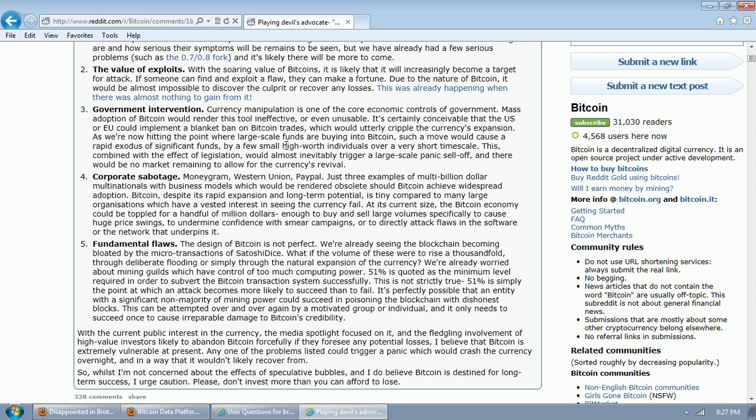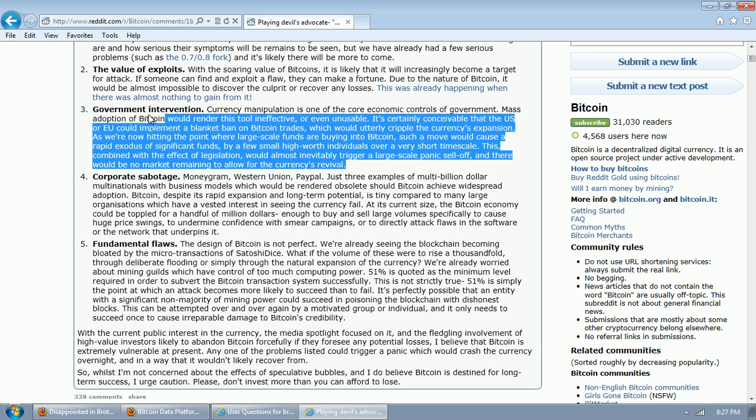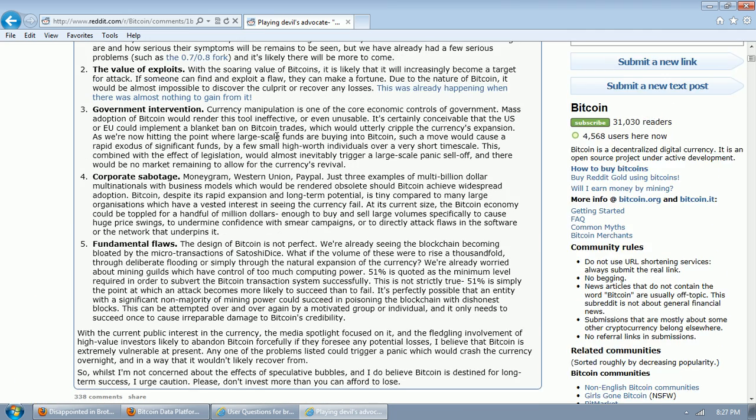Bitcoin has lasted at least 4 years being subject to every attack known to man, and it's still standing. So I think the money is against this guy on this one.